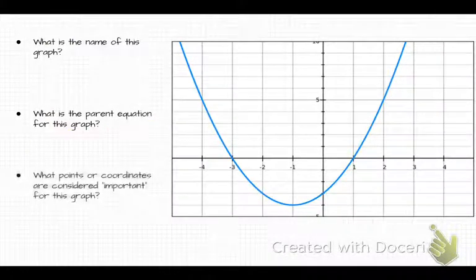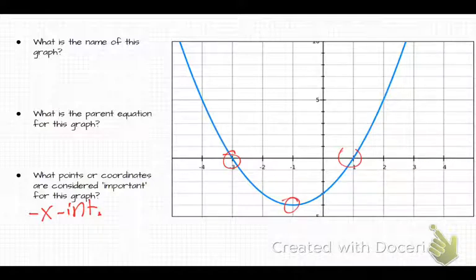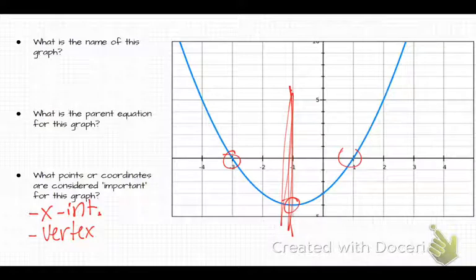Now, what points or coordinates are considered important for this graph? Negative 3 and 1. What do we call those? X-intercepts. Do we agree? Remember talking about those last year? Okay, so that's right here and right here. Any other important points? Negative 1, negative 4. What is that called? This is the axis of symmetry. The point itself is called the vertex, okay? Remember talking about those last year?